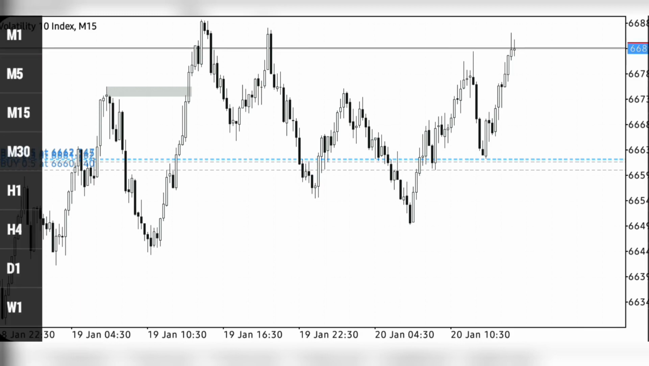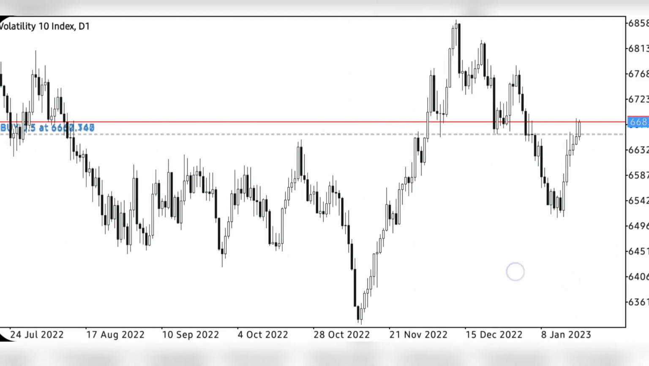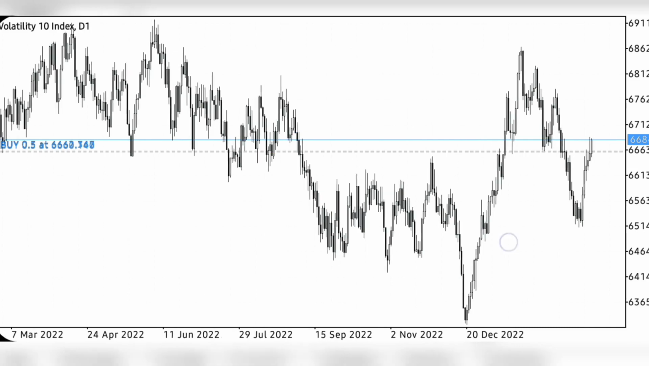So let me explain it better to you. Remember, we always start from our daily time frame. Once we start from the daily time frame, we know what the market is doing, and we'll be able to follow the flow of the higher time frame. So I'm going to start from the daily time frame. I don't really need so much information on the weekly time frame.